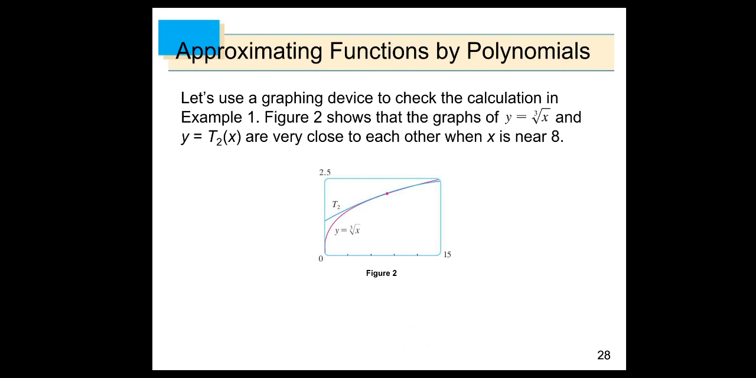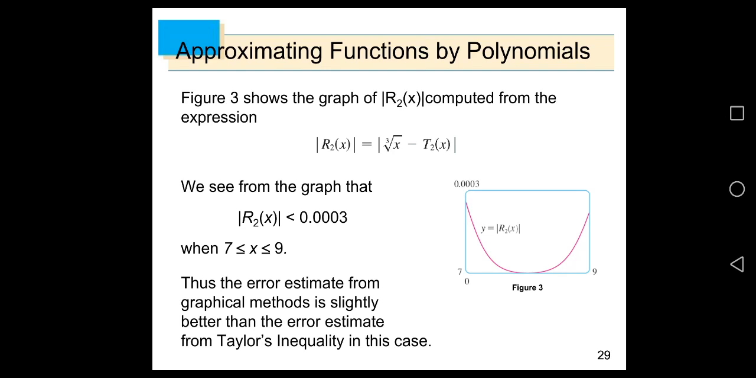Then we can use a graphing device to check the calculation. We can cross-check our calculations, and we can see that the values are really close to each other when x is near 8. In figure 3, the error R2(x) computed from the expression is less than 0.003. There is a slight difference between the computer calculation and the estimation with Taylor's inequality. It is a very small difference, but there is still a difference in the error.